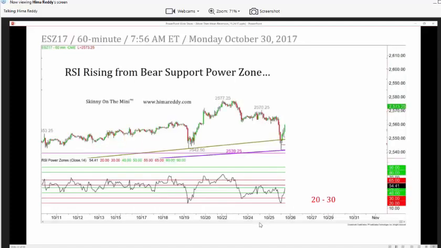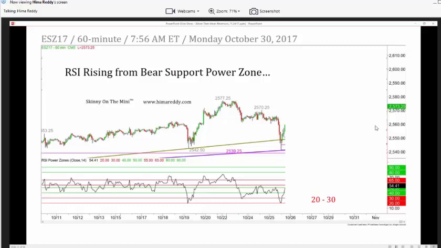So let's take another example, all right? Now I want to show you some variety. Obviously the ES is my baby. I've got to bring my baby into the presentation at some point, but this is a 60-minute chart. And on this chart, as you can see, I use white blocks to cover up the price action and reveal it to you slowly so you can actually learn.